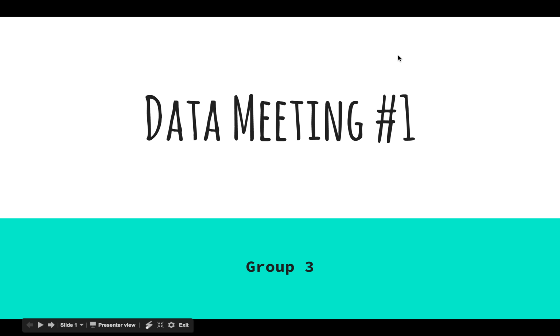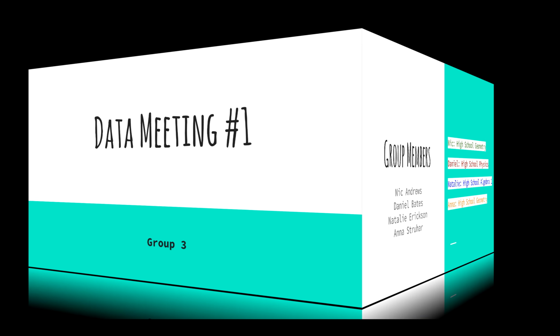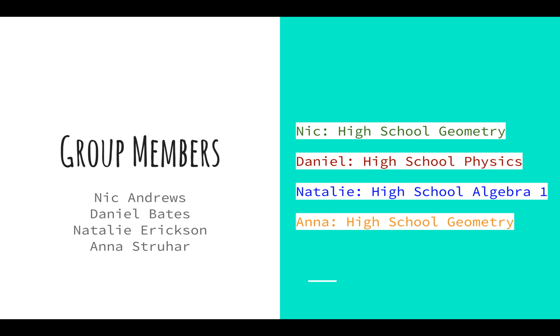This is the group summary for data meeting number 1 for group 3. The group members of group 3 consist of Nick Andrews, who teaches high school geometry; Daniel Bates, whose data came from his high school physics class; myself, Natalie Erickson, and the data I contributed was from Algebra 1; and Anna Struhar, who contributed data from her geometry class.